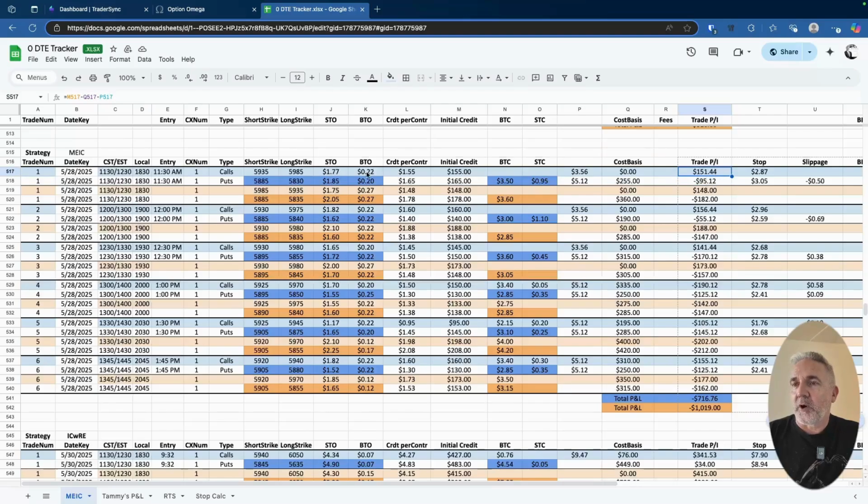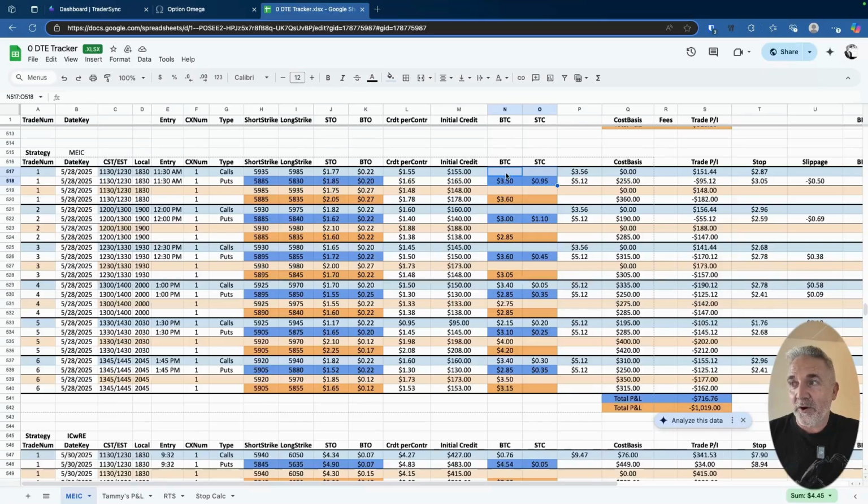On the calls that closed out or expired worthless, I was able to keep $151.44 after commissions and fees. And then on the put side that got stopped out, I lost $95.12. So if we look at the sum of both of those, I actually made $56.32.